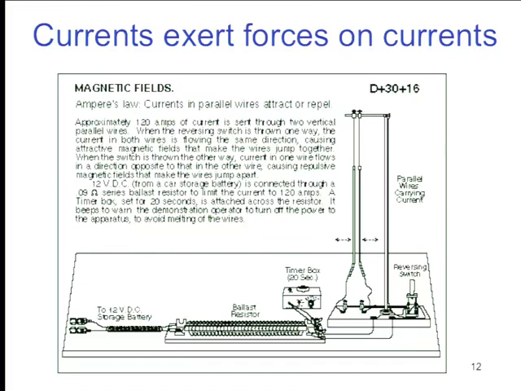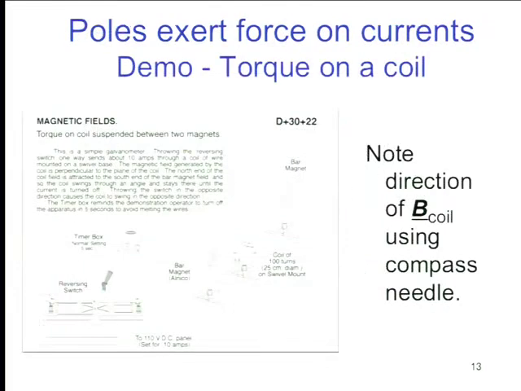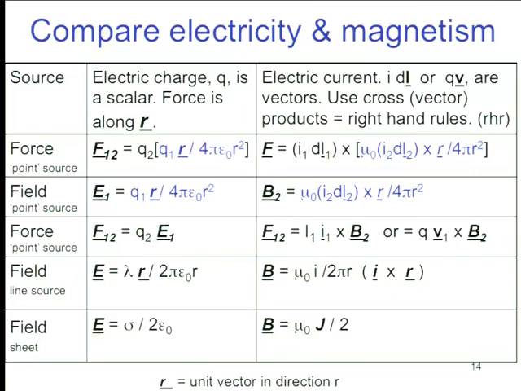I have another demo that I'm not going to do here. This demo would show poles. First we showed a current acting on a pole. Then we showed two currents acting on each other. Then we could show a pole acting on a current. Maybe I'll do that next time. But then I want to continue with this comparison of the electricity story with the magnetism story.